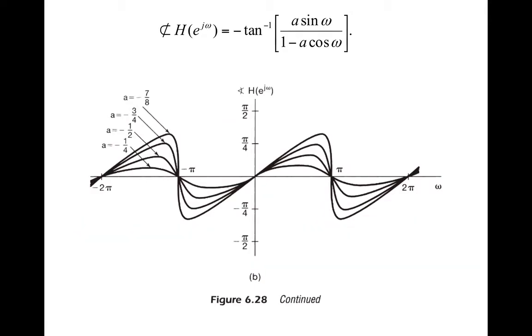And here is the phase function, and we can see since this is a high-pass filter, we care more about the region around frequency equals pi, and when a is closer to -1, then the slope is larger and the time delay is larger.